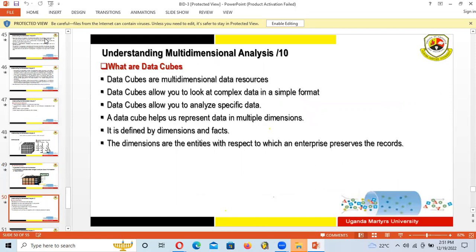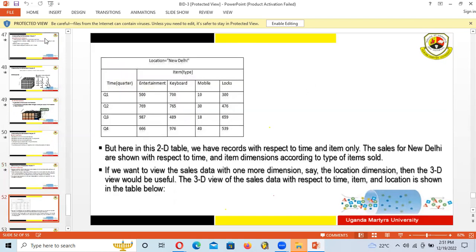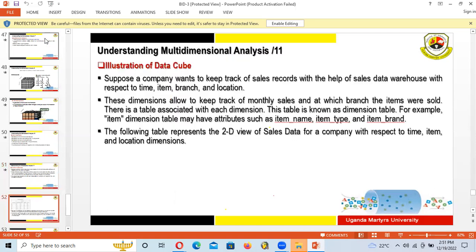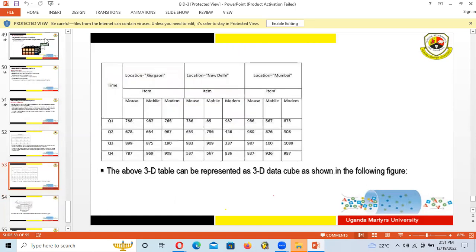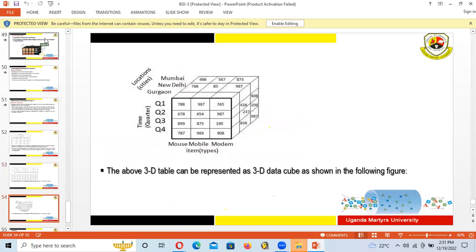What are data cubes? This is how data is stored in a multi-dimension database. Data cubes are multi-dimension data sources that allow you to look at complex data in a simple way, allow you to analyze specific data, and help to represent data in multiple dimensions, defined by dimensions and facts. Dimensions are entities with respect to which an enterprise preserves records. We're going to see an illustration of the data cube: this is a 2D illustration of the data cube, and this is a 3D representation of the data cube.